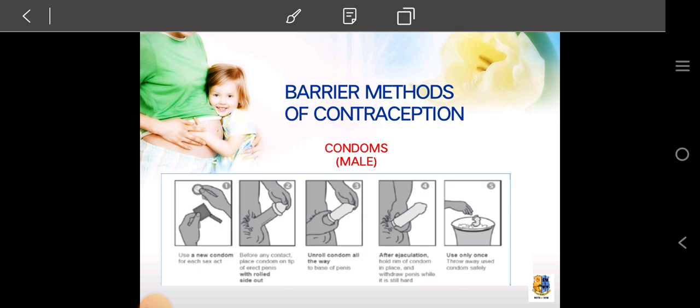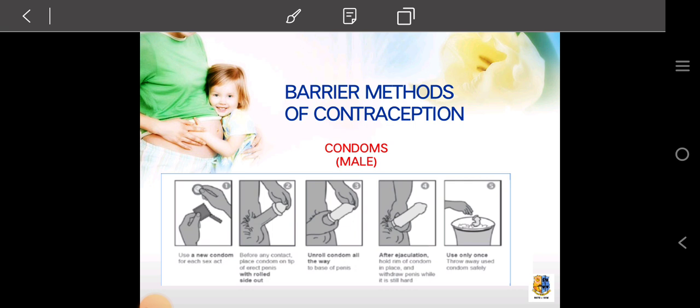Barrier methods of contraception. Barrier methods create a physical barrier between sperm and the egg, preventing fertilization. This includes condoms, male condoms and female condoms. Condoms are sheaths worn over the penis, that is called a male condom, or inserted into the vagina, the female condom, to block sperm from entering the reproductive tract. They also provide protection against sexually transmitted infections.